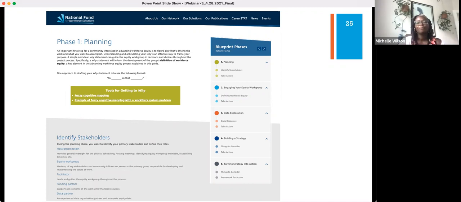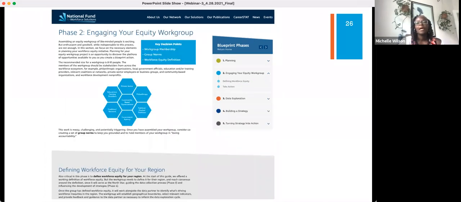Phase two, next slide, JL, is how to engage an equity work group. Andy talked about that a little. Here you'll see more information around who you bring to the table and how to determine that. There are some worksheets on identifying who's a decision maker, who's a stakeholder, who's an influencer, who's a dot connector. There's a piece which was really critical to the work, defining workforce equity for your region, because what it looks like in Dallas will be different from what it looks like in Seattle. And so that's a critical piece of the work.